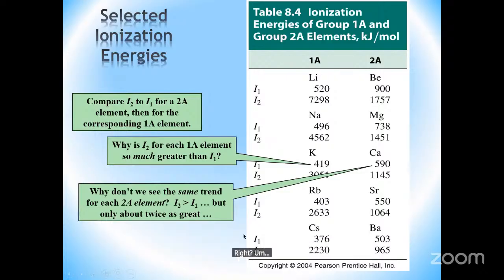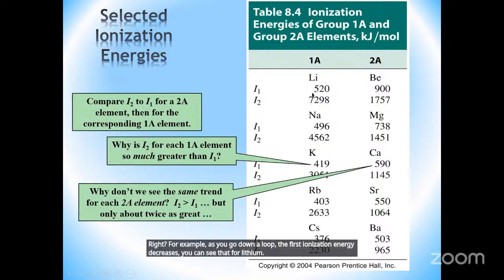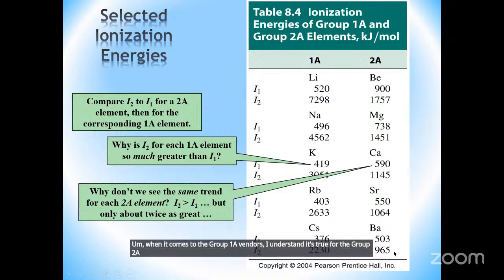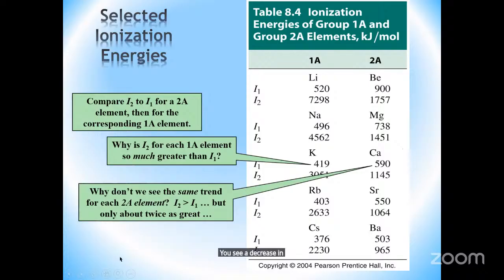There's some other things I want to point out in this table here. Something I made mention of already: in the case of group 1A, for example, as you go down the group, the first ionization energy decreases. You can see that for lithium, where the first ionization energy is 520 kilojoules per mole, and then sodium 496, and then potassium 419, and then rubidium 403, and then cesium 376. So you see a decrease in the first ionization energy when it comes to the group 1A metals, and the same is true for the group 2A elements. Same trend, you see a decrease in the first ionization energy, all right?